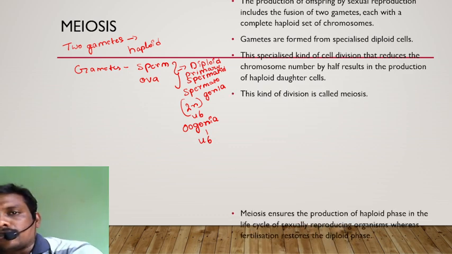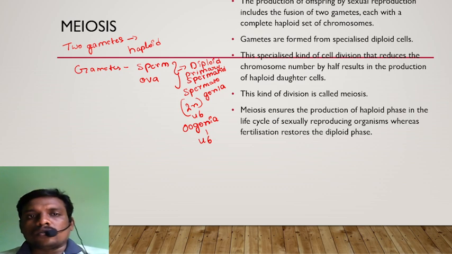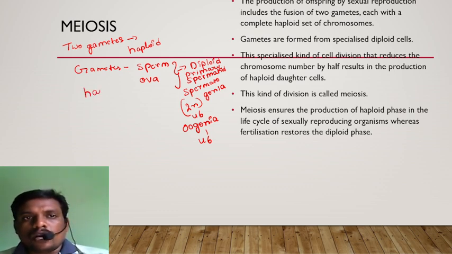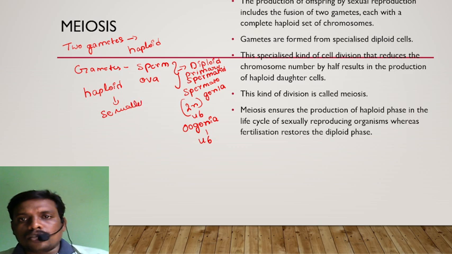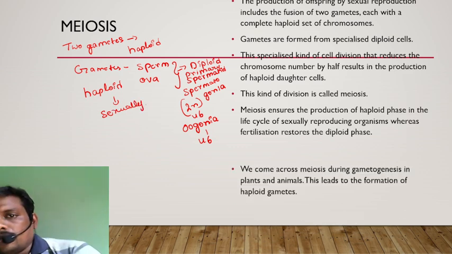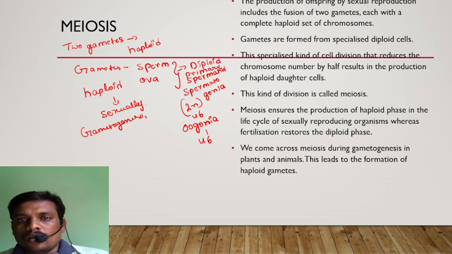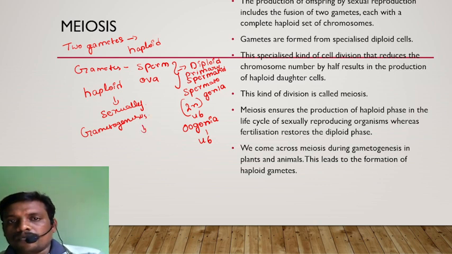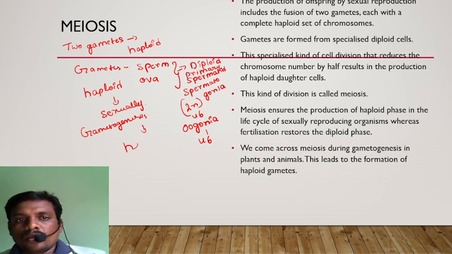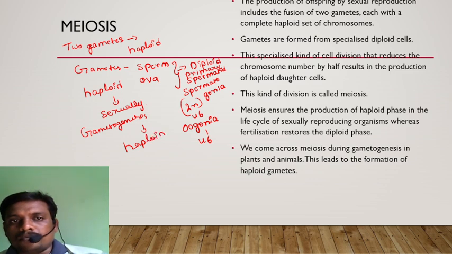This kind of division is called meiosis cell division. Meiosis ensures the production of haploid phases in the life cycle of sexually reproducing organisms. Now here we come across meiosis during gametogenesis. If you carefully observe this gametogenesis, in plants and animals, this leads to formation of haploid gametes.